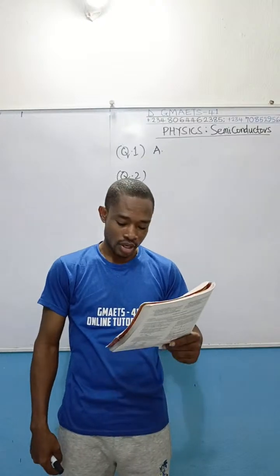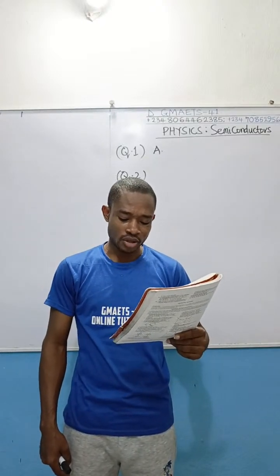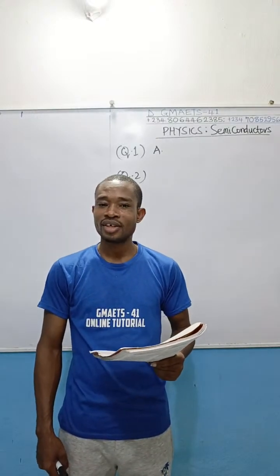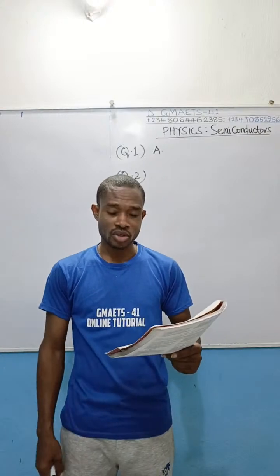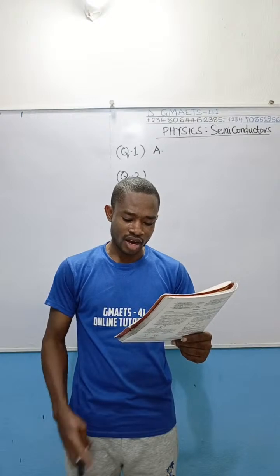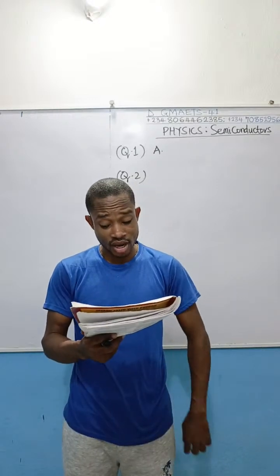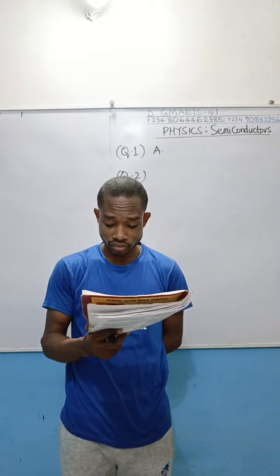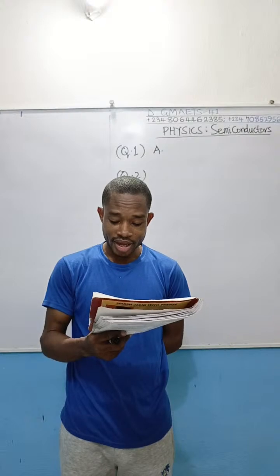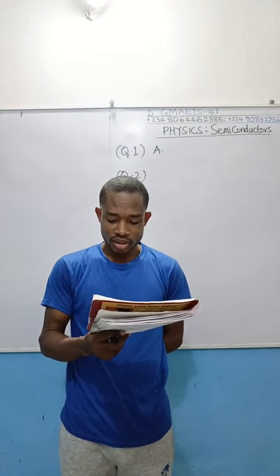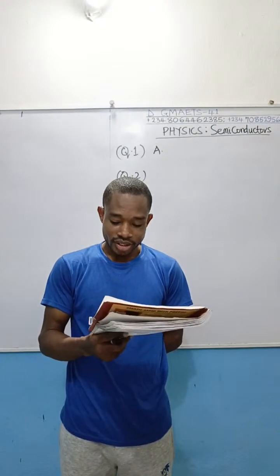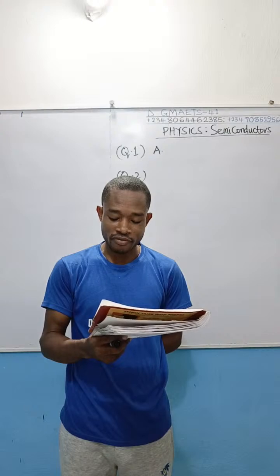What happens to it? B said decreases the number of holes. No. C, increases the number of free electrons. No, it does not increase free electrons. Remember, the semiconductor will lose electrons, so it reduces the number of free electrons. And then D said decreases the number of free electrons. A and D. A increases the number of holes. D says decreases the number of free electrons.